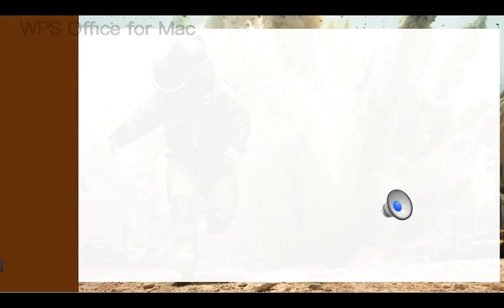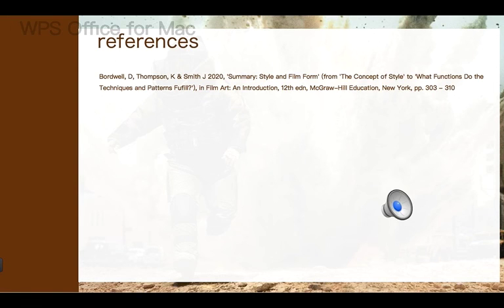In the last slide, the above analysis shows that The Hurt Locker is indeed a high-quality film.